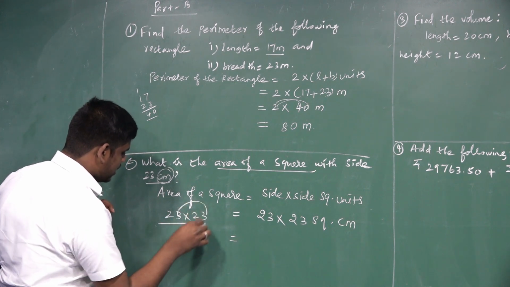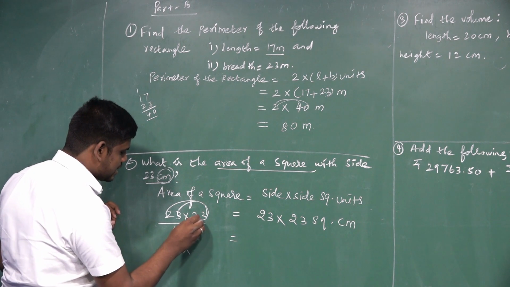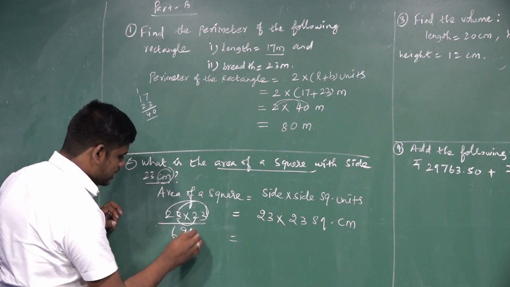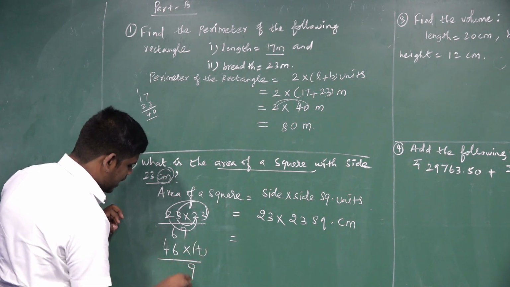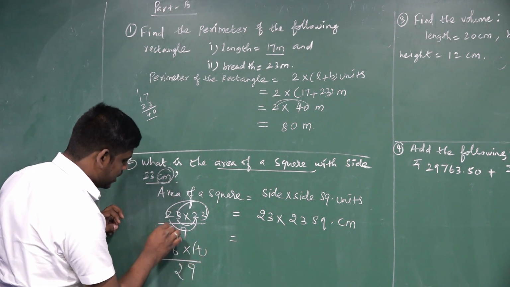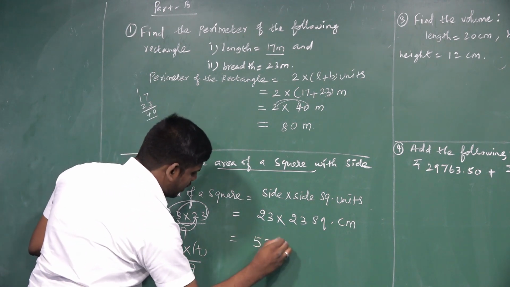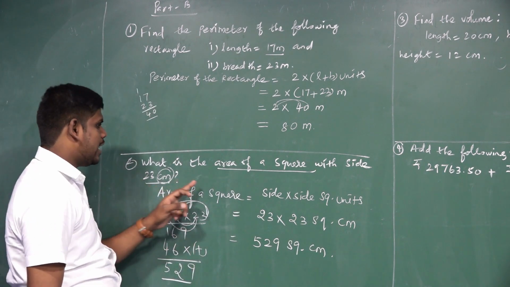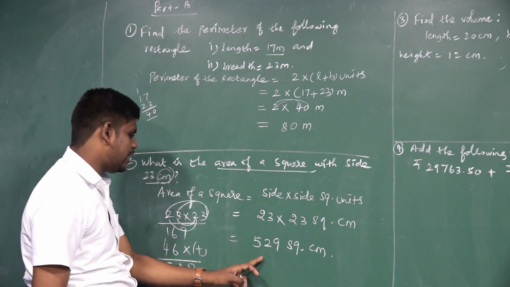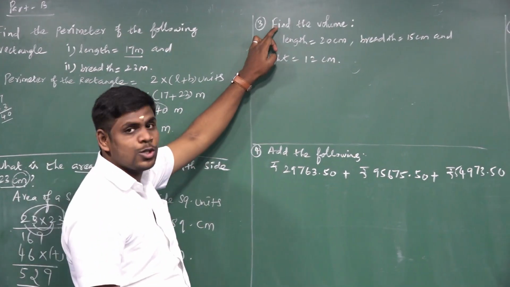3 3s are 9. 2 3s are 6. Leave the ones place. Next multiply. 3 2s are 6. 2 2s are 4. Then add 9. 6 plus 6, 12. Remaining 1. 4 plus 1, 5. So 529 square centimeter. So the area of the square is what? 529 square centimeter. Come to the third question.